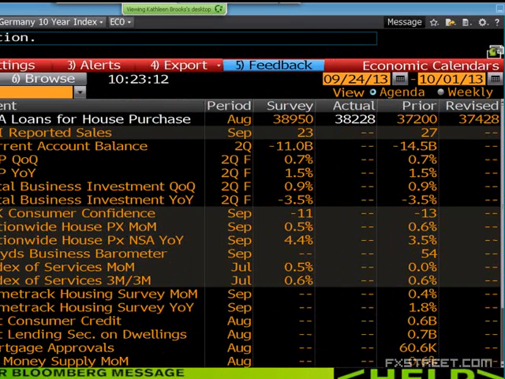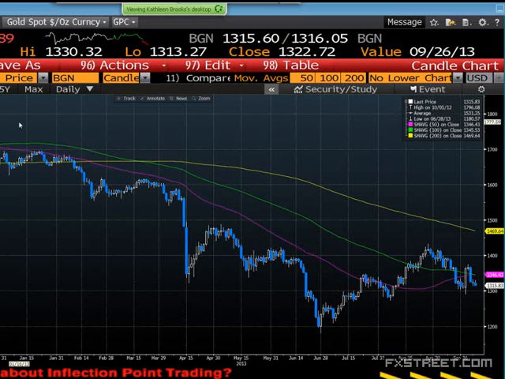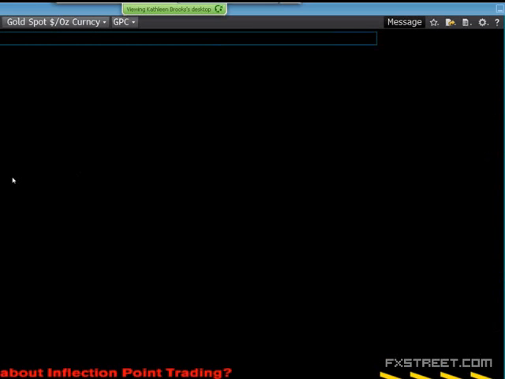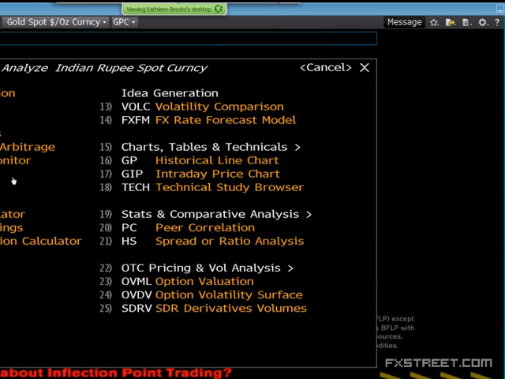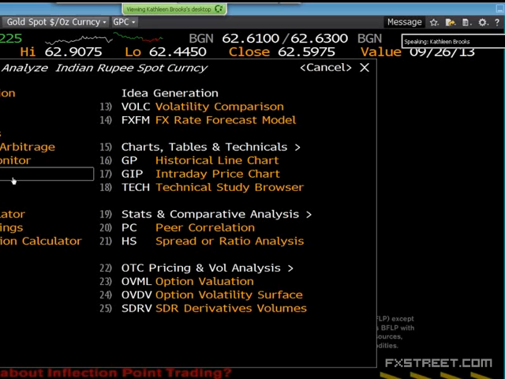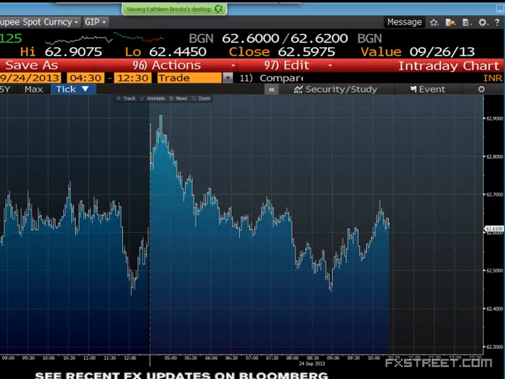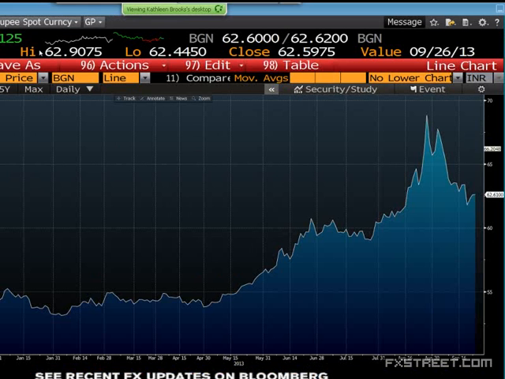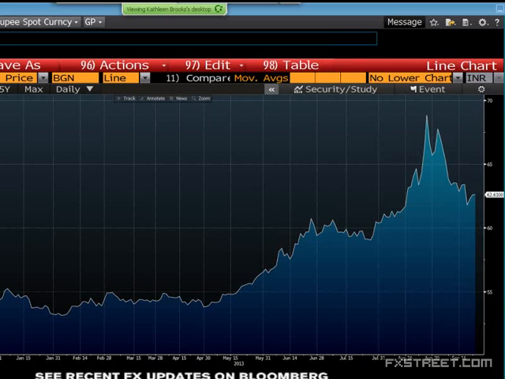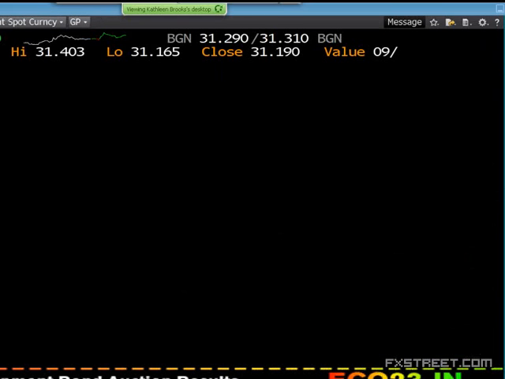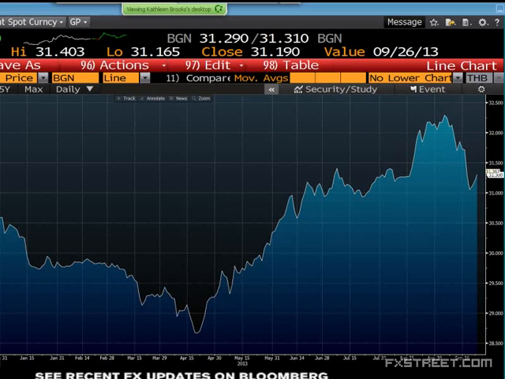As you can see here, gold is still looking very vulnerable. We've seen a bit of a pullback in risk sentiment today. I'll show you what I mean by that. This is basically the Indian rupee. The dollar has been pushing a little bit higher against the Indian rupee and against the Thai baht. So basically there was a little bit of nervousness in emerging markets today, as obviously happened back in April.